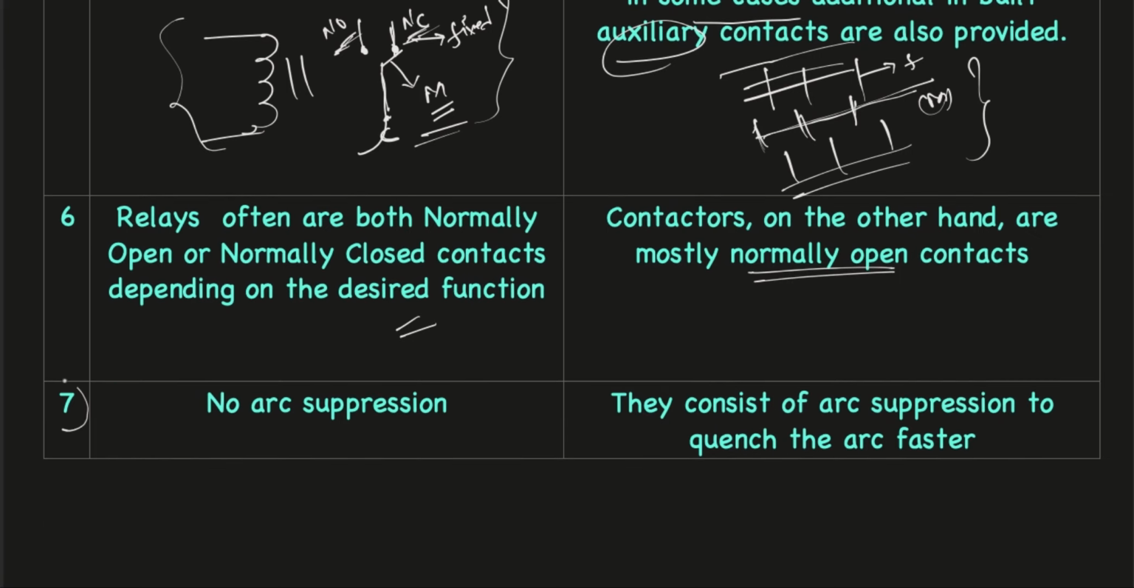The seventh and last point is a very important point. In a relay, we do not have an arc suppression chamber, whereas in a contactor, we have an arc suppression chamber to quench the arcs faster. As relays are operated at a very low voltage, that is less than 250 volts, we do not require an arc suppression chamber. On the other hand, contactors operate at very high voltages, so they require an arc suppression chamber to quench the arcs faster.